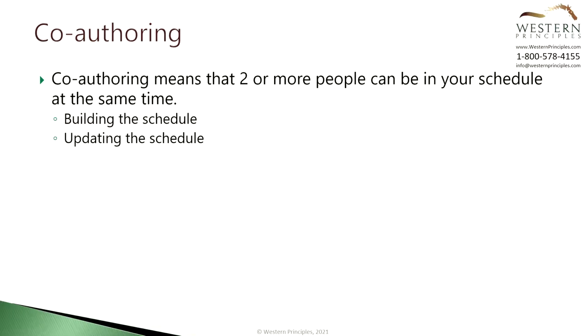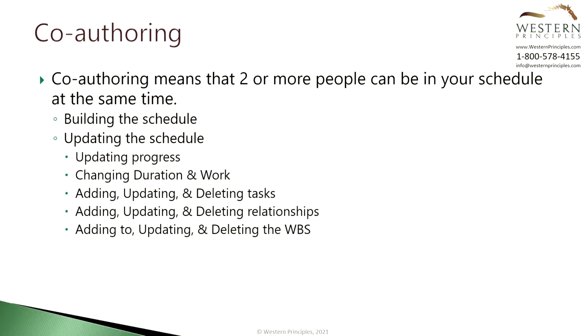The team can also be in there to update the schedule. This might be good to let the team take ownership of updating progress and the schedule so that the project manager doesn't have to chase people down for updates, at least hopefully most of the time. However, co-authoring also lets anyone on the team do updates to the schedule. This includes changing duration and work like we've just looked at in the prior section, and also adding, updating, and deleting tasks, relationships, and the WBS structure.